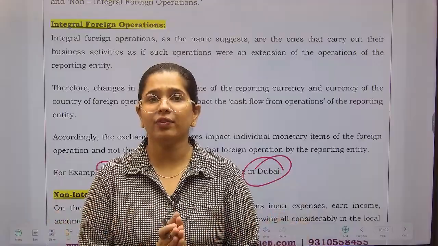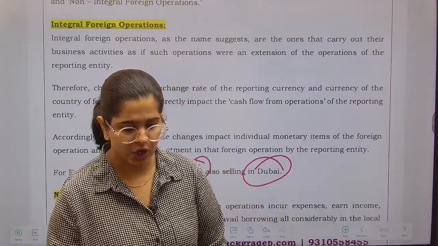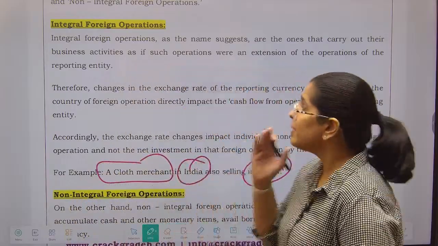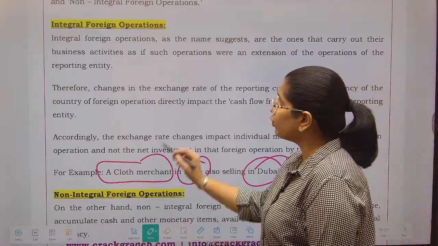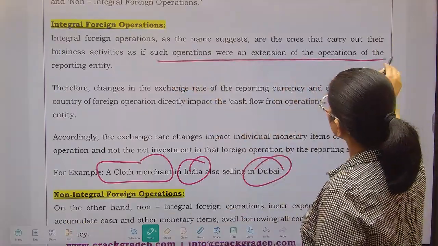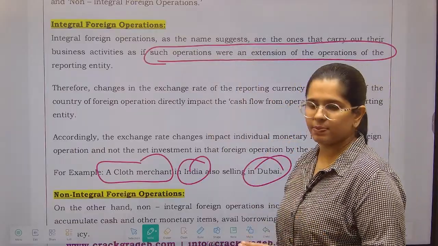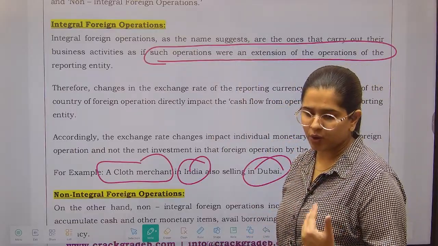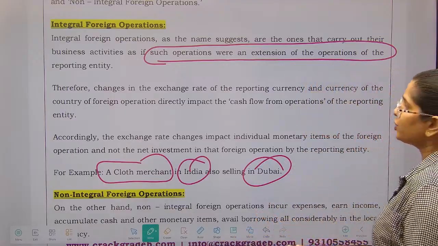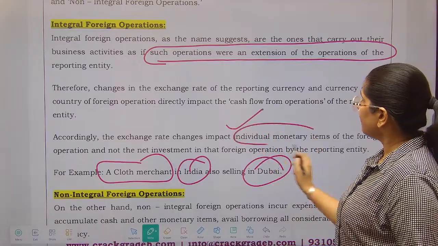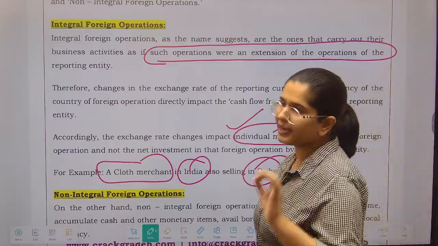So at the end of the day मुझे consolidated version represent करना है, right? मुझे consolidated version को represent करना है. So that is what they are saying. So integral का मतलब you have to treat that these operations are just an extension of your entity and whatever principles you are applying for yourself you have to apply onto the integral business as well, ठीक है. So exchange rate, we will see individual monetary items, not the net investment. मतलब कि मैं हर आइटम को देखूंगी.